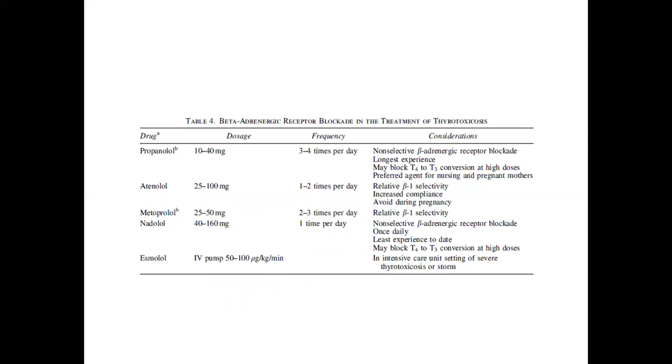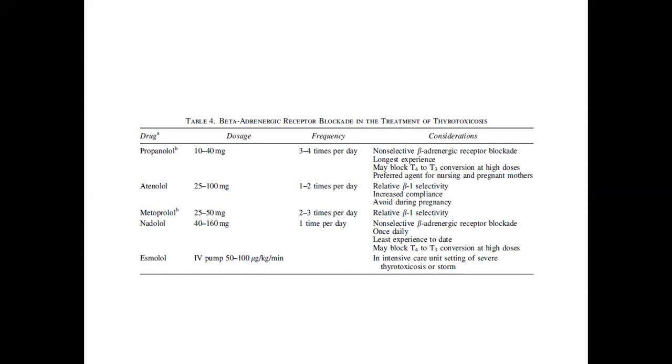So, beta blockers in the treatment of thyrotoxicosis. The commonly used medications include propranolol, with a dosage between 10 to 40 milligrams, and the frequency is 3 to 4 times per day. The considerations are that it's a non-selective beta blocker, it has the longest experience, and it helps in the blockade of T4 to T3 conversion at higher doses. It's the preferred agent for nursing and pregnant mothers.